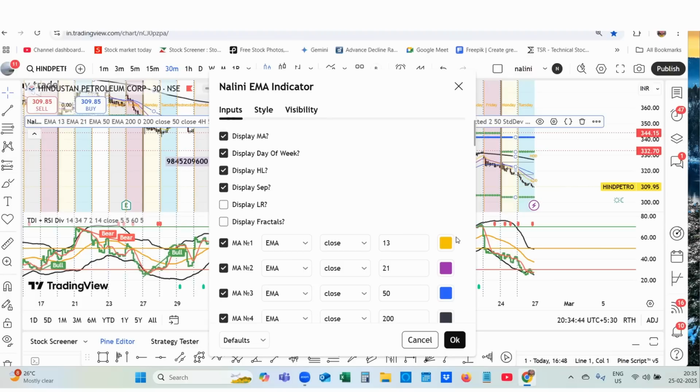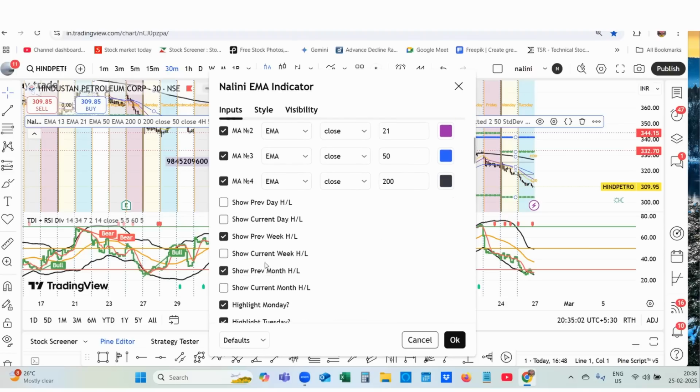In the moving average section, you are getting 13 to 21. You can change it to 18 to 31 for the shorter period, what I discussed in my video. And 50 and 200 is there. Okay. And then when you scroll it down, if you check this, you will get show previous day high and low. And if you check this, current day high and low, if you want, whatever you want, you can do that.